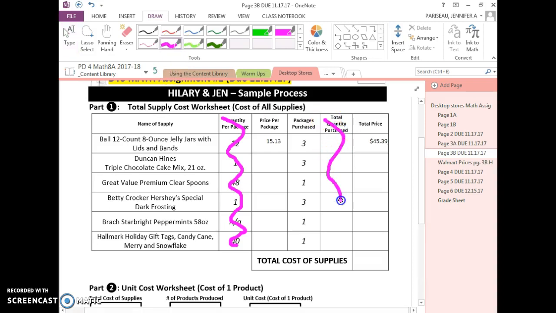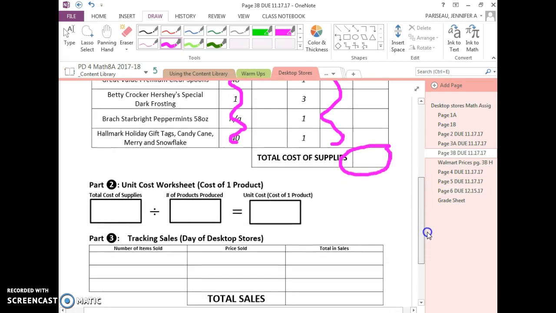Remember, I don't care about this column. You can cross that out. Alright, so you're going to go through, use those prices, and determine the total price they spent on their things. Again, notice it's just the price per package times the number of packages gives you the total. And then you're going to total up how much money Hillary and Jen spent. Okay? That number then goes over here. That's their total cost of supplies.